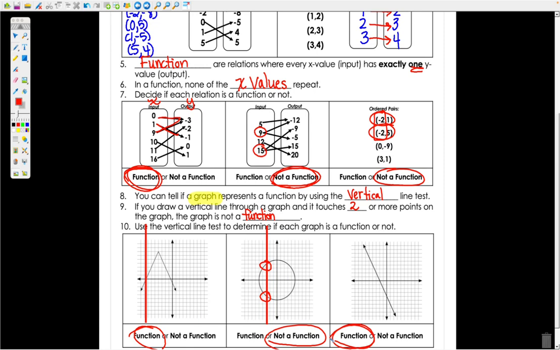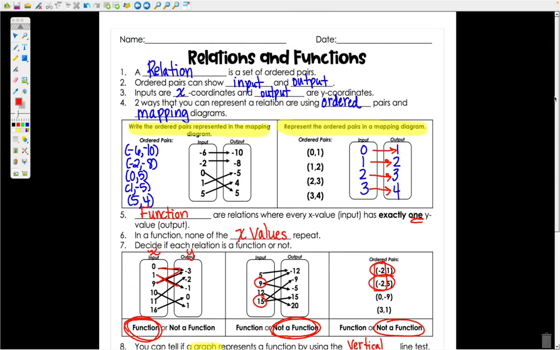What I want you to do now is the back side right quick on your own, and then I will show you if you're right or wrong. I'm just going to give you a heads up: I took one of the questions and made it the exit ticket. So actually try it.